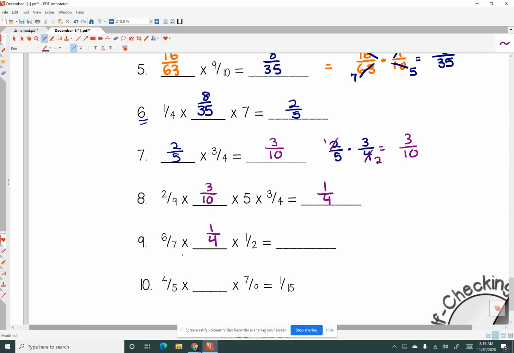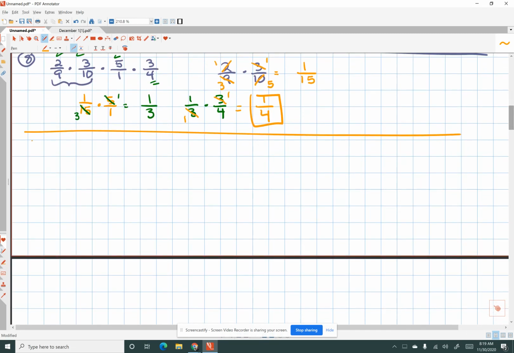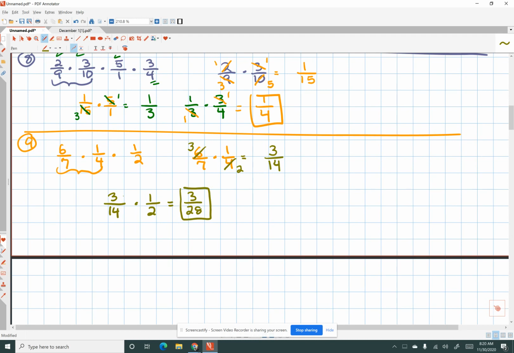And now we're up to number 9, 6/7 times 1/4 times 1/2. And I think I will start with the first two. So 6/7 times 1/4. And I'll divide those both by 2, the 6 and the 4. 4 divided by 2 is 2. 6 divided by 2 is 3. And so far I have an answer of 3/14. Now I'm going to take that 3/14 and multiply it by 1/2. And that will give me, I cannot simplify, 3 times 1 is 3, 14 times 2 is 28. Final answer of 3/28.